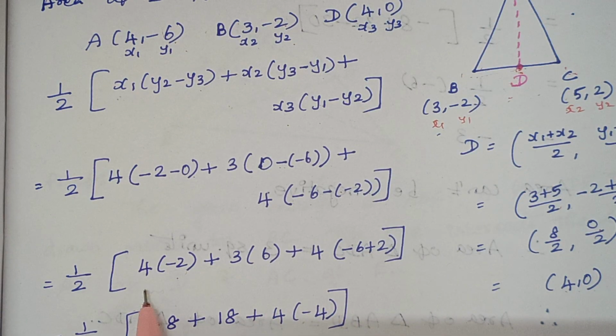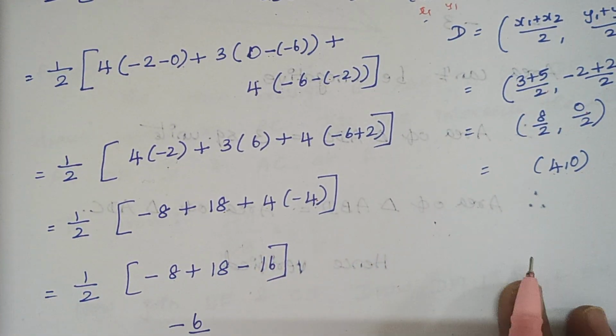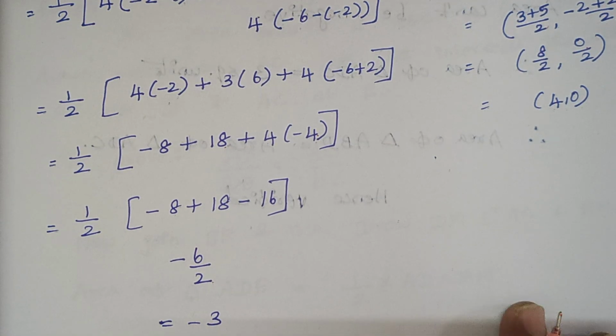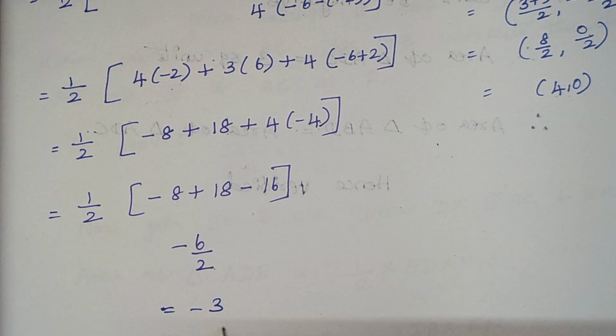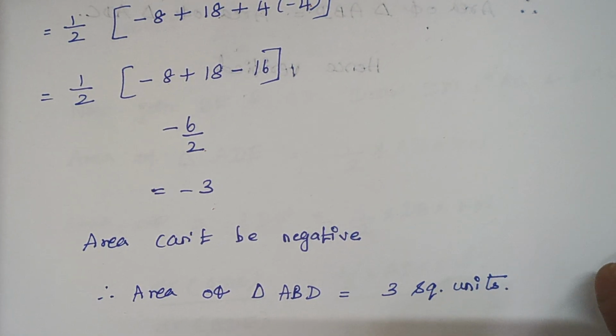Now we are going to simplify. So 4 into minus 2 is minus 8, 3 into 6 is 18, and here minus 6 plus 2 is minus 4, so 4 into minus 4 is minus 16. Once you simplify, you get the answer as minus 6 by 2, so minus 6 by 2 is minus 3. So what is this? This is the area of a triangle. Area of a triangle cannot be negative, therefore we are neglecting the negative sign and finally area of triangle ABD is equal to 3 square units.